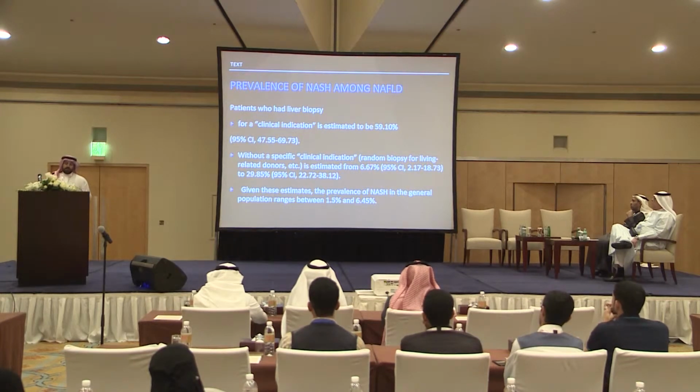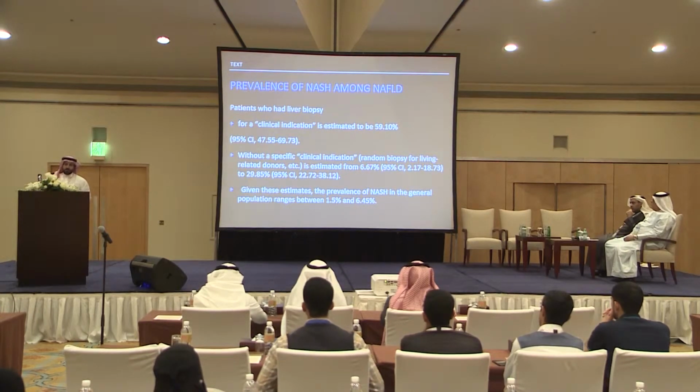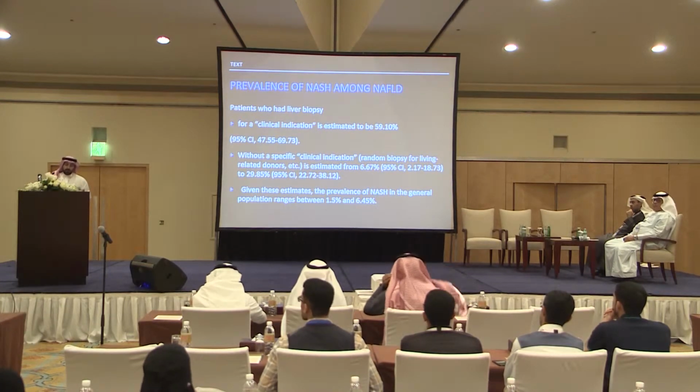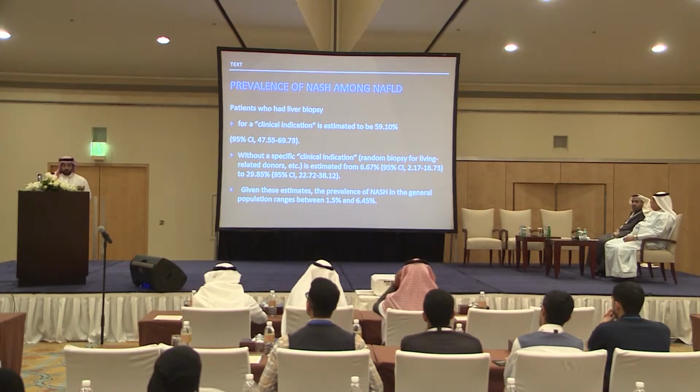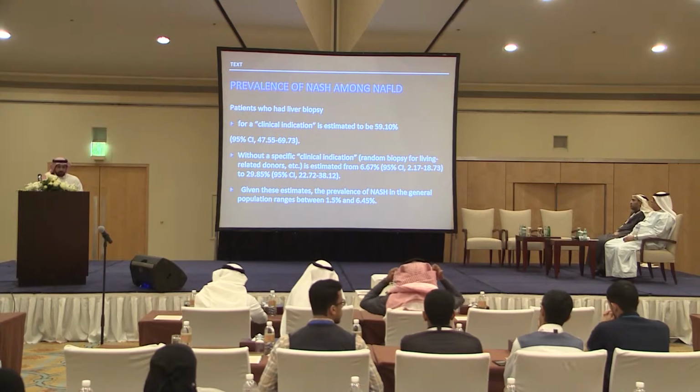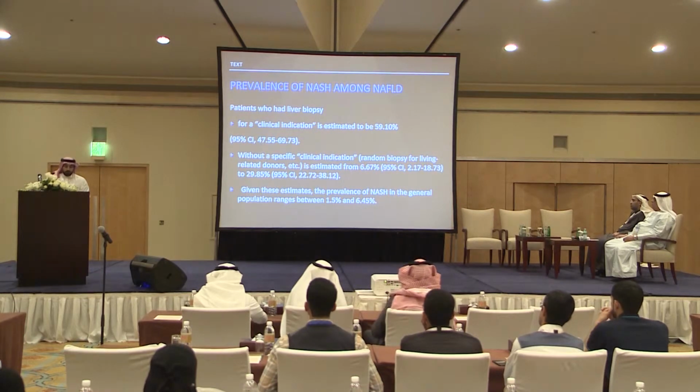So the prevalence of NASH among NAFLD patients, this needed to be in patients who had liver biopsies. And those were classified into two groups. Patients who had the biopsy with a clinical indication, and that was estimated to be about 60%. And then patients who did not have a specific clinical indication. It was a random biopsy from living-related donors, etc. And that was estimated to be from about 7% to 30%, a very high range. So we conclude, based on all these estimates, that the prevalence of NASH worldwide ranges between 1.5 to 6.5%.